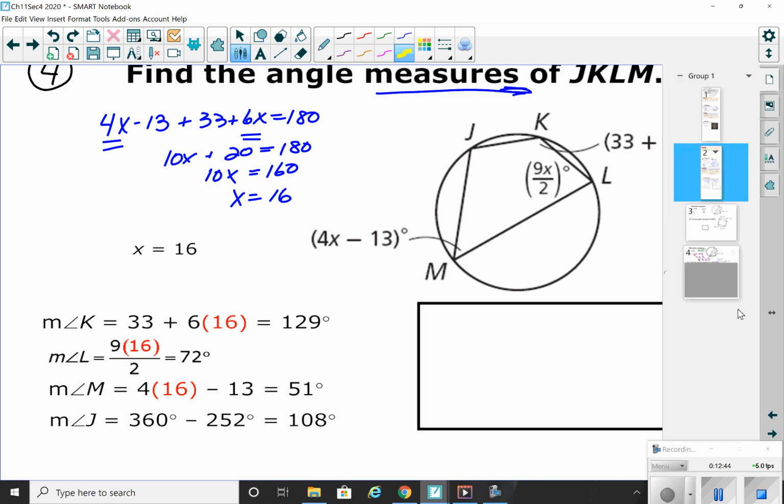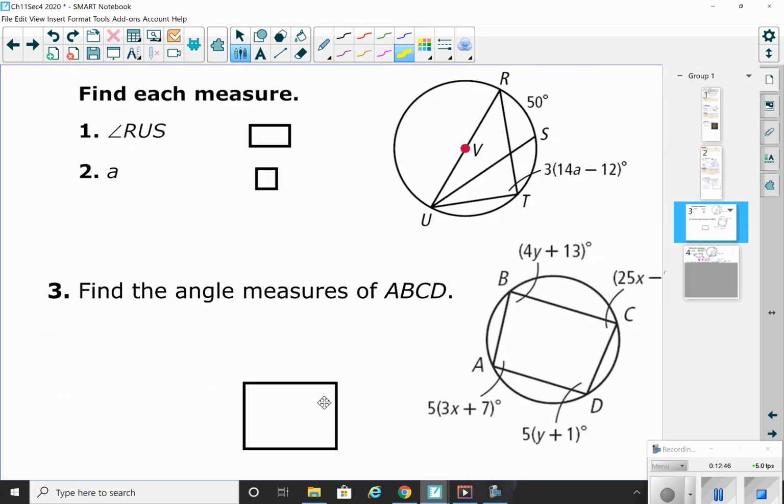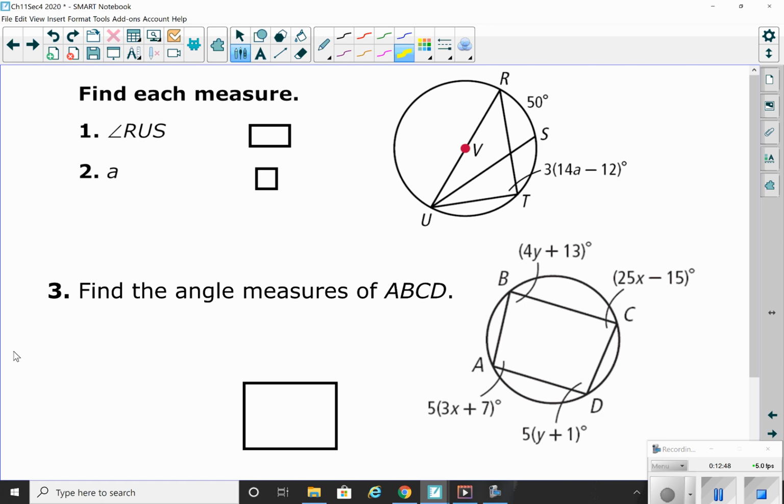Finally, just a couple of quick practice problems for you. So there's just 3 here. Solving for different angle measures. I would like you to pause the video and go ahead and solve for each of these.